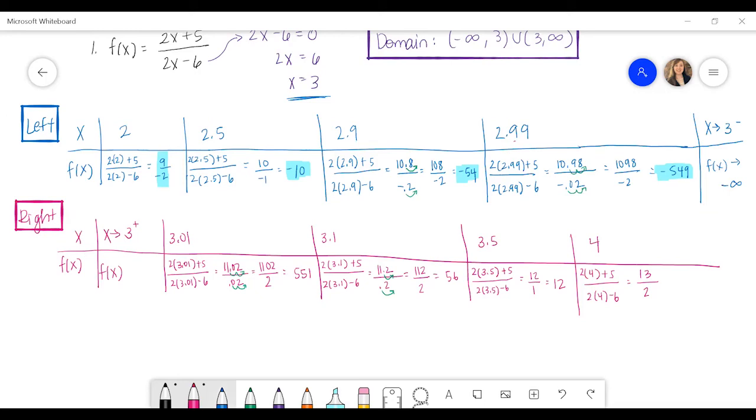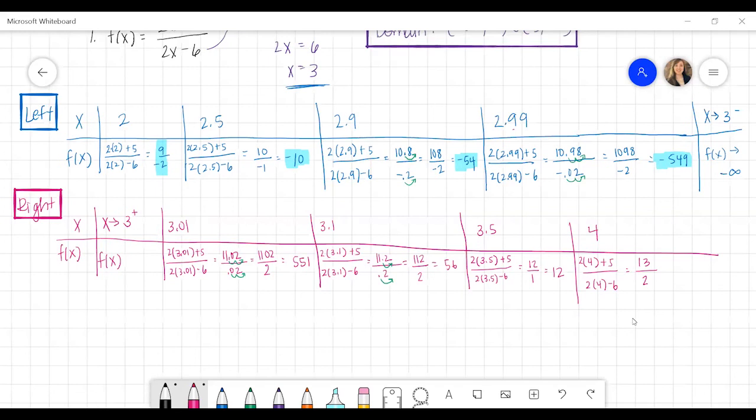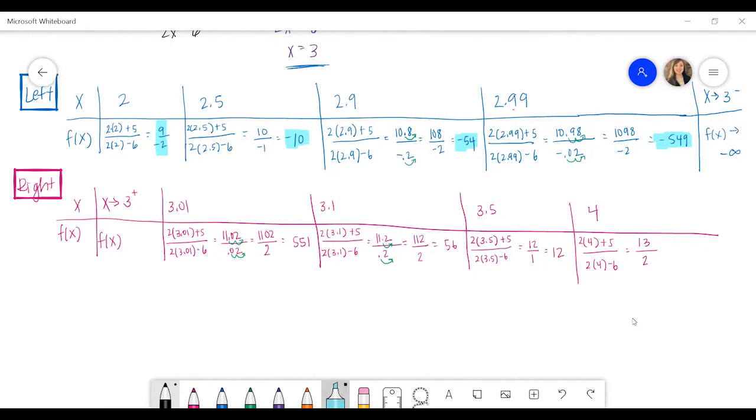So again, the question, and I sometimes feel like the right side is maybe not as clear when we're looking at it. We are looking at these function values. However, we're looking at them moving in this direction, right? Because this is where 3 would sit. And I'm drawing this almost as if I was on a number line, right? So 3 is here. We looked at 3.01, 3.1, 3.5, and 4. It's very squished together, but I'm moving in this direction as I go.